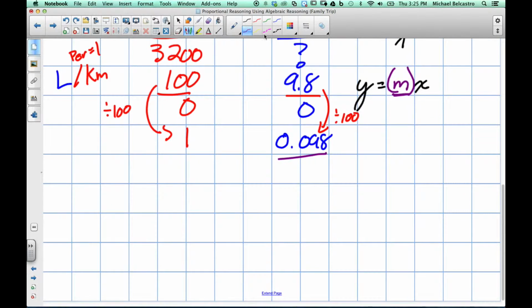Okay. So our equation now reads y is equal to m times x. Y is equal to 0.098x. Okay, so I'm going to take this and plug it in my computer, and remember x is our kilometers. Remember our x value is actually equal to 3,200 kilometers, there and back, that this family uses.